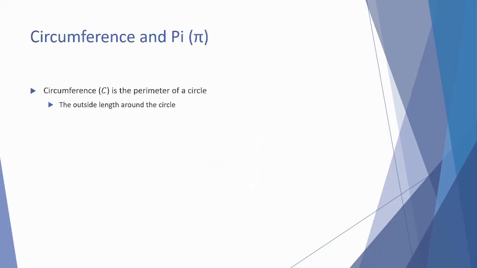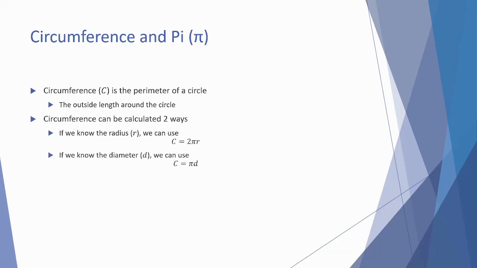So the circumference, which we label as C, is the perimeter of a circle, and that's the outside length around the circle. So a real world example would be your bike wheel. The circumference of your bike wheel is the distance that you travel when your wheel moves one full rotation.